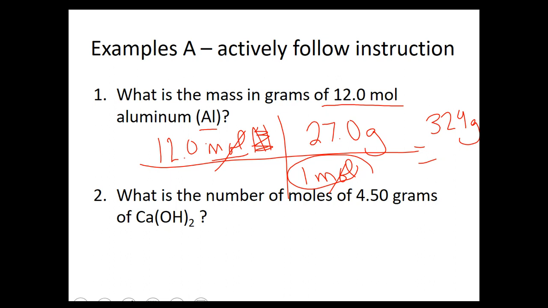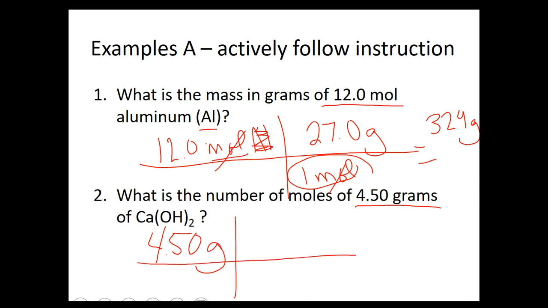For the next one, now we're going to start with grams. So start your setup, 4.50 grams, and you don't have to write calcium hydroxide for this. But I do know that grams has to be at the bottom here in order for grams and grams to cancel. So I have to do a little bit of calculation here.